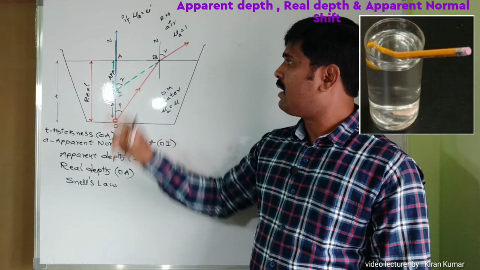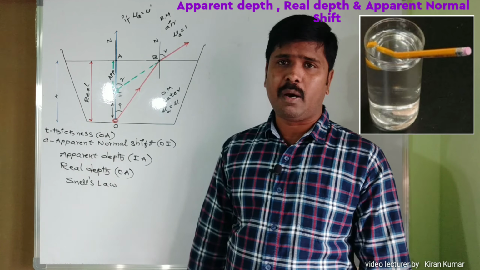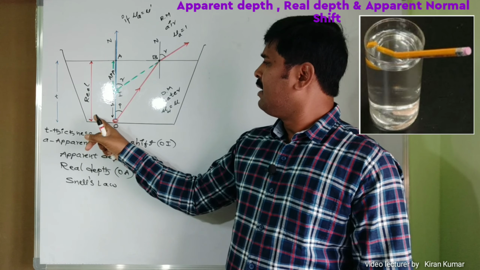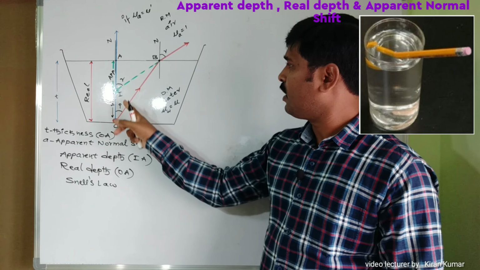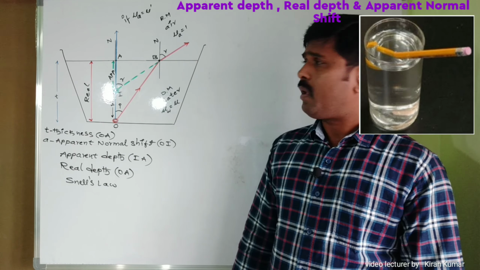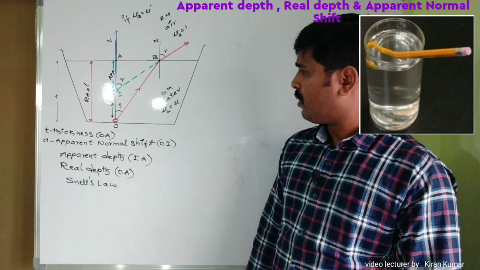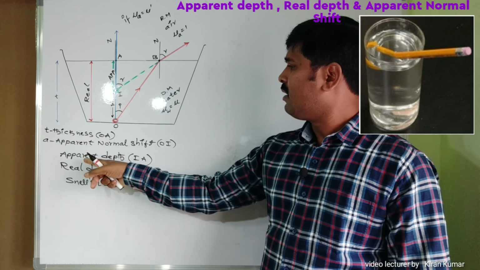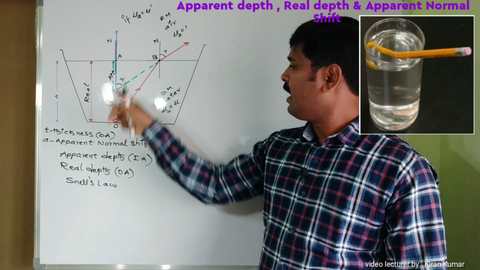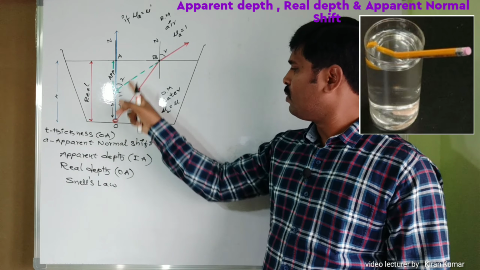Now OA is the real depth and IA is the apparent depth, and here the apparent normal shift is represented by OI. Okay, before going to the derivation: the apparent normal shift is OI, the apparent depth is IA, and the real depth is OA.